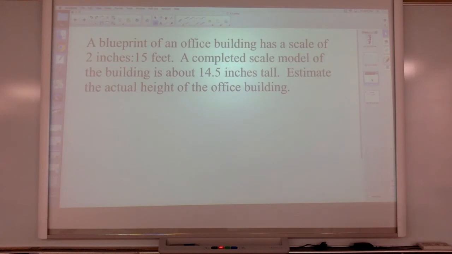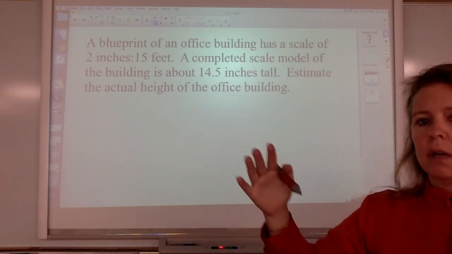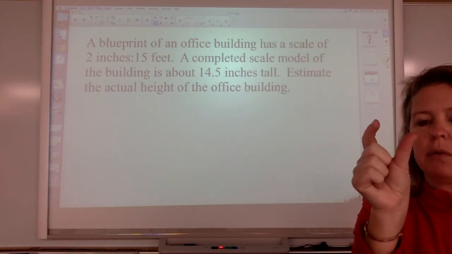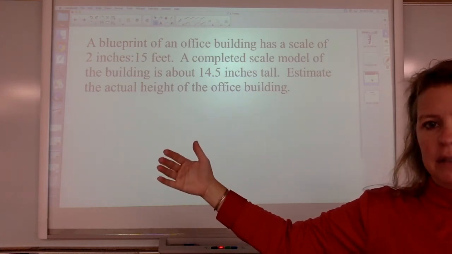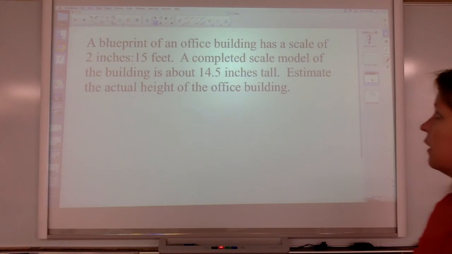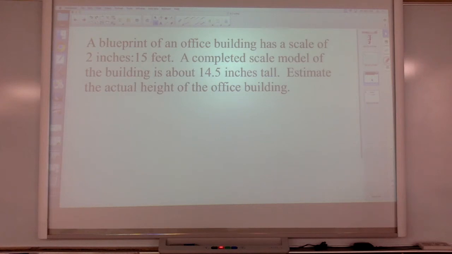Okay, so as you look at this, it's talking about a blueprint of an office building. If you don't know what a blueprint is, it's basically the whole thing all drawn out. So for every 2 inches that you see on the blueprint, they're actually going to build 15 feet. A completed scale model of the building is about 14.5 inches tall. Estimate the actual height of the building, office building.